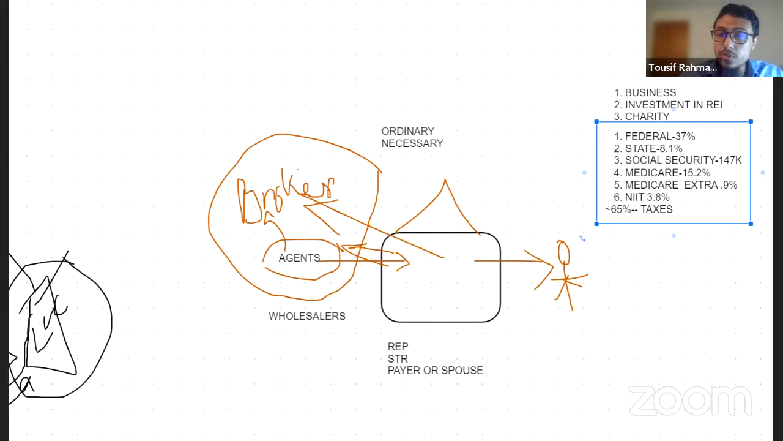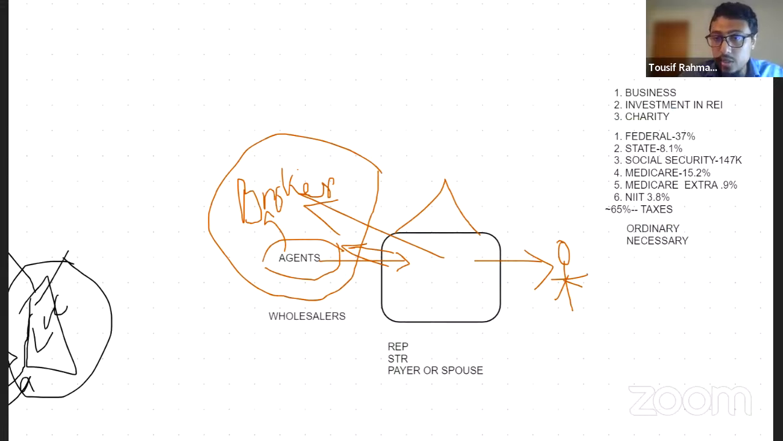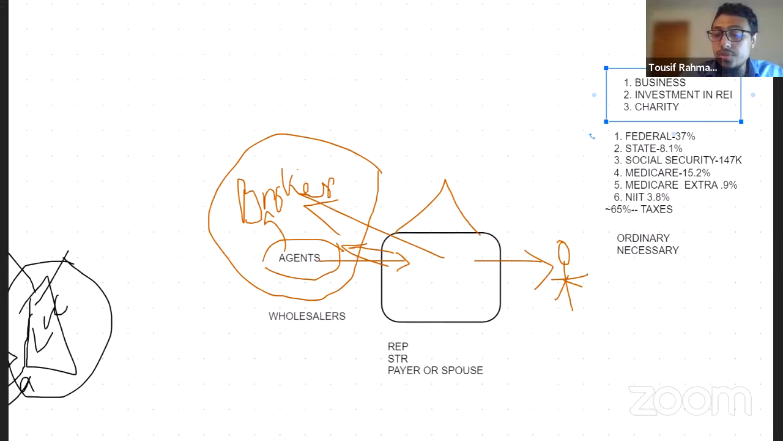And for reducing, what you need to be thinking of is these two words: ordinary and necessary. And to reduce, what you need to do is these three elements: focus your funnel of money flow through business, real estate investment, or charity.